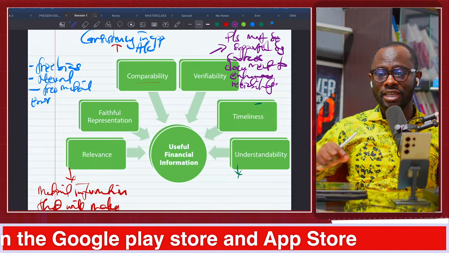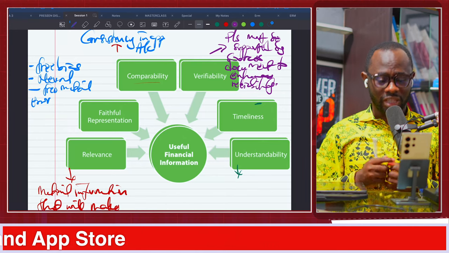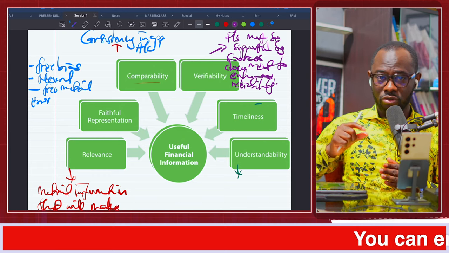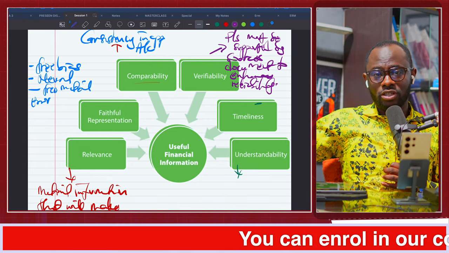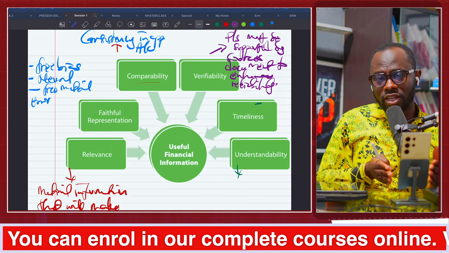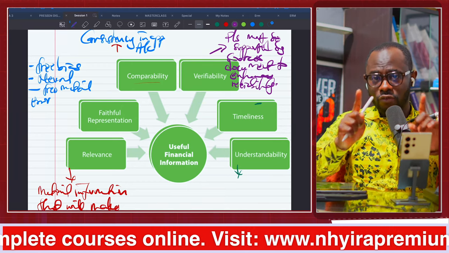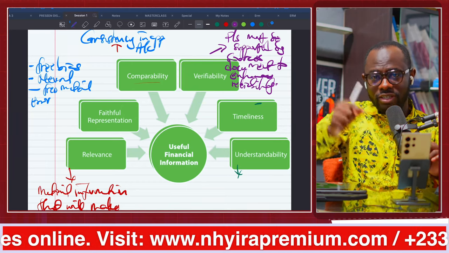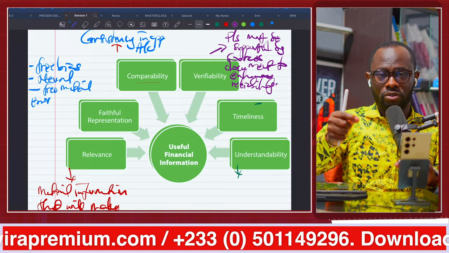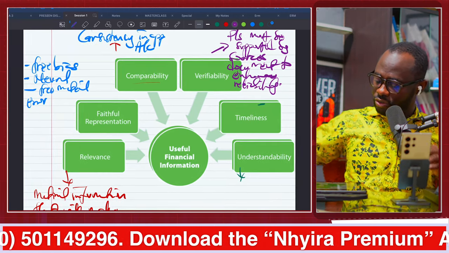But that is the idea about comparability of the financial statement. The ability of a set of financial statements to be comparable to the financial statement of the entity from previous years, or one entity's financial statement to be comparable with another entity's financial statement. But to achieve comparability, there must be consistency in the application of accounting principles or accounting policies. Then we come to timeliness.